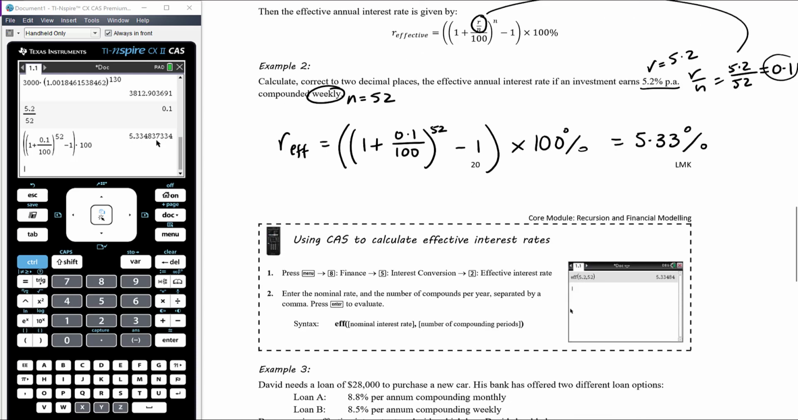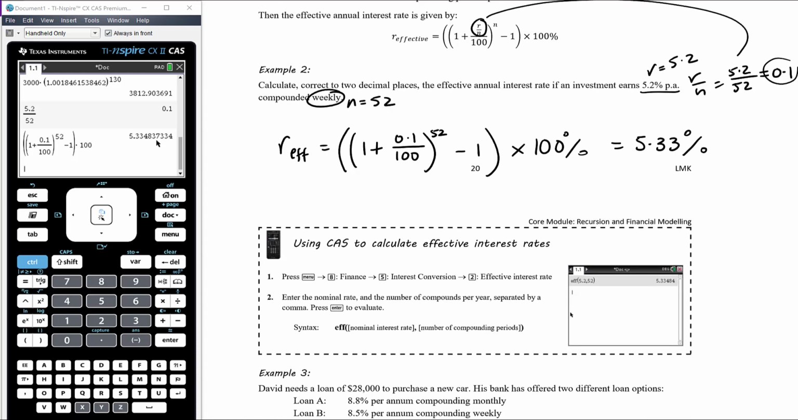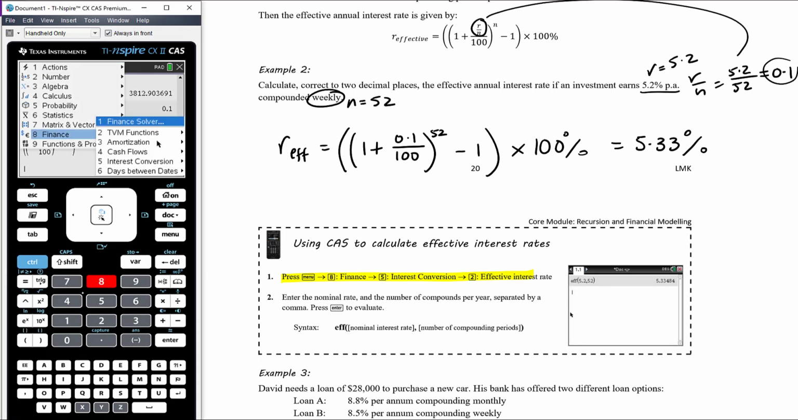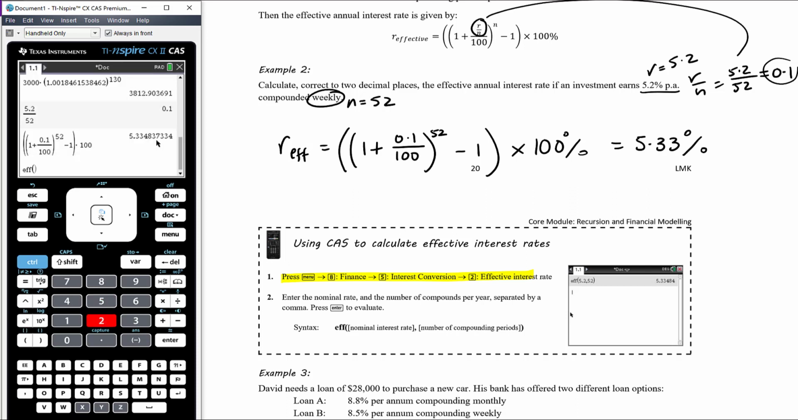However, we can get our CAS to do that for us, and we don't need to utilise this formula that still appears on the formula sheet. So the quicker way to do that with our CAS would be to make use of some of the finance options in the CAS. So it's to press menu. You've got the key press listed here. So you have menu, 8 for finance, 5 for interest conversion, and 2 for effective interest rate.